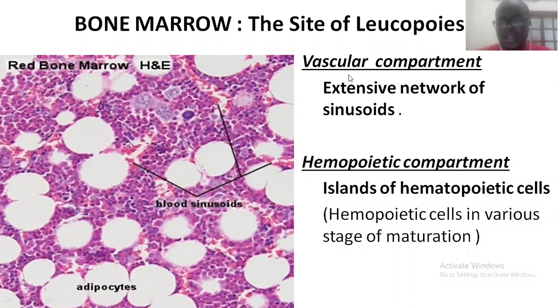There is the vascular component of the bone marrow, or vascular compartment if you want. This vascular compartment is just an extensive network of sinusoids. You can see the sinusoids. These are more like tiny capillaries that are found within the bone tissue. Then you also have the hematopoietic compartment, which will contain islands of hematopoietic stem cells that are now developing into these white blood cells.